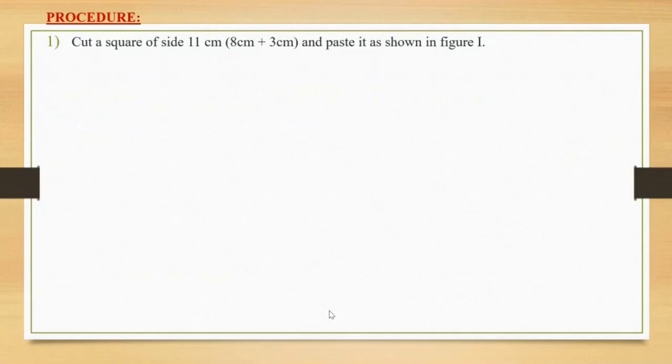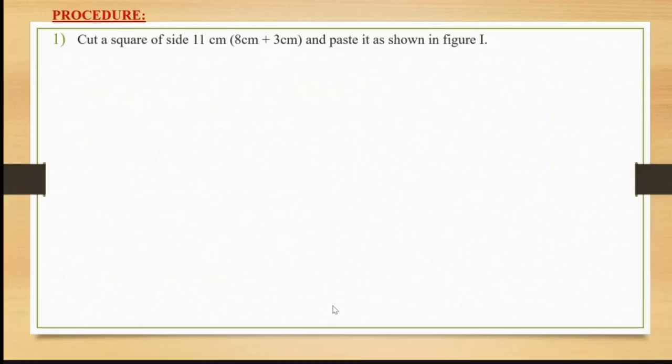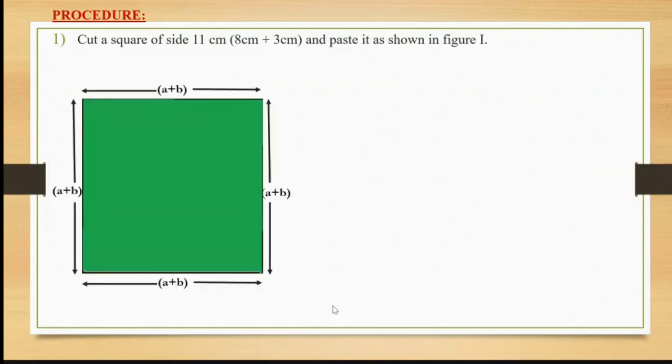So let us see how we are doing it. The first step is to cut a square of size 11 centimeters. I've taken 11 centimeters, but you can take any dimension. If I want to show (a + b)², I'll have to give some value to a and some to b. In this activity, I've taken a to be 8 centimeters and b to be 3 centimeters. So I'll have to take a square of side a + b, so 8 + 3 centimeters, and I paste it as shown in this figure.